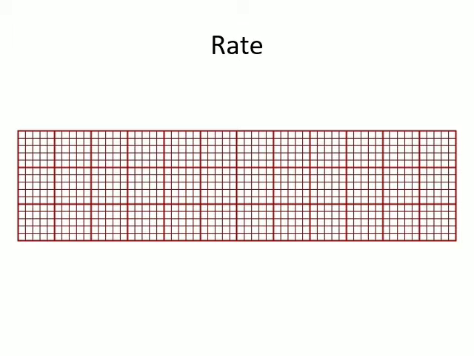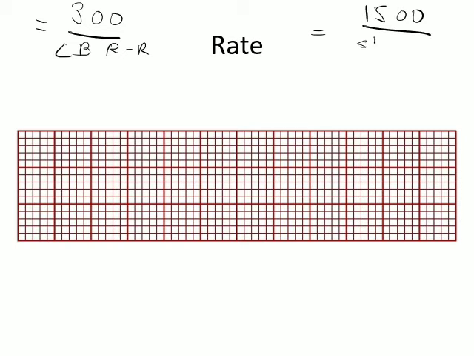Now there are two formulas to calculate rate. Number one is 300 divided by the number of large boxes between two R waves, and the other formula is 1500 divided by the number of small boxes in two successive R waves.